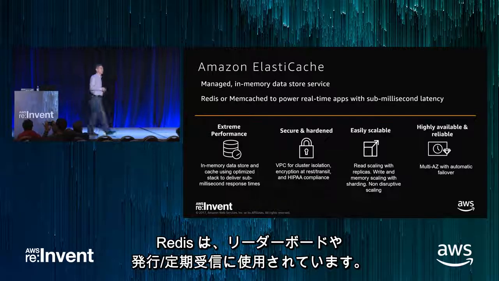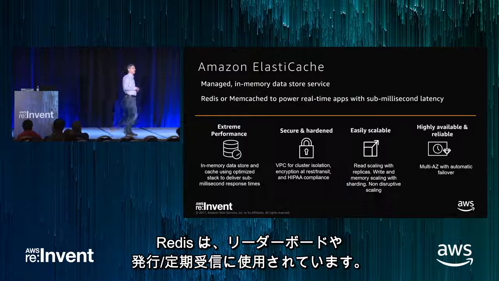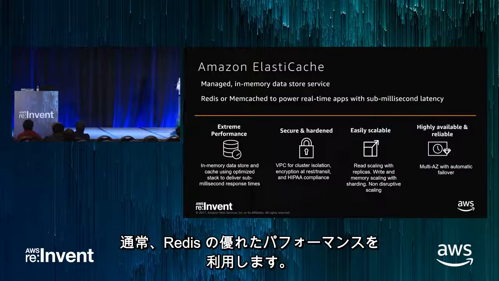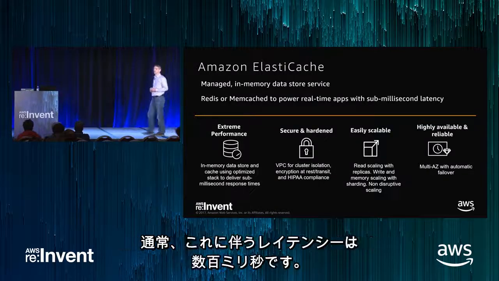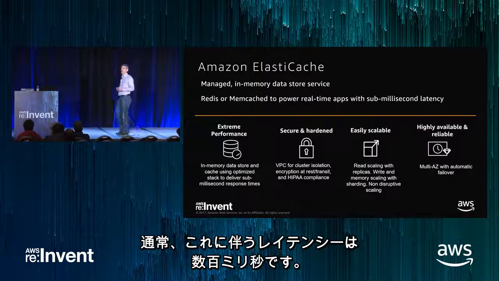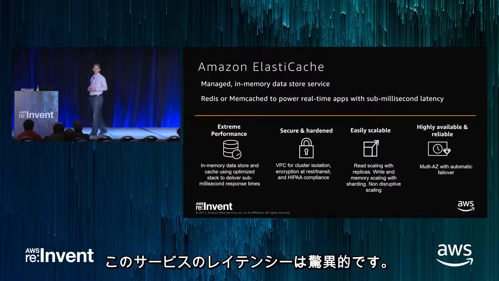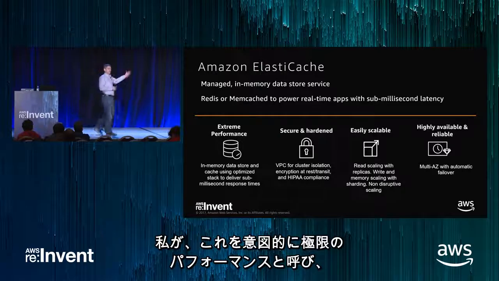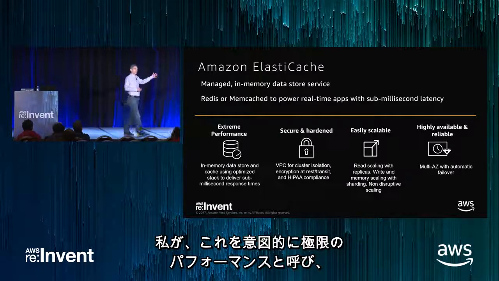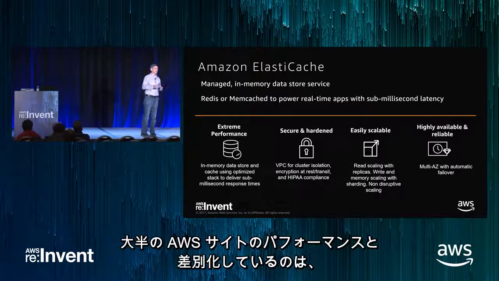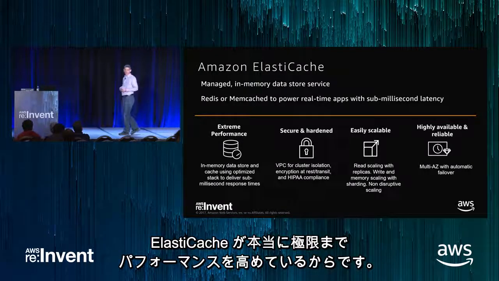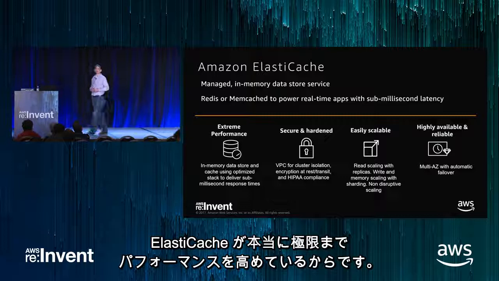We see Redis being used for leaderboards, for PubSub. If you want to do any API throttling, usually you'll be using Redis because of its great performance. The latencies you typically get here are in the hundreds of microseconds, so you really get amazing latencies with this service. So, I intentionally call this extreme performance and not performance like we say in most of our AWS sites, because Elasticache is really about taking performance as far as we can.